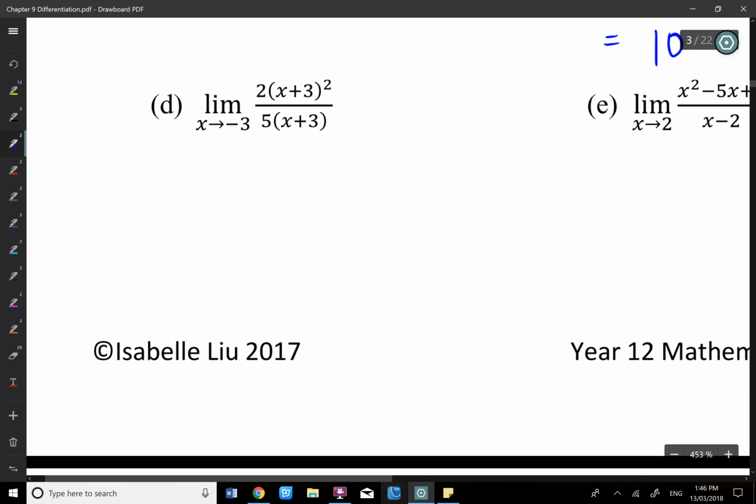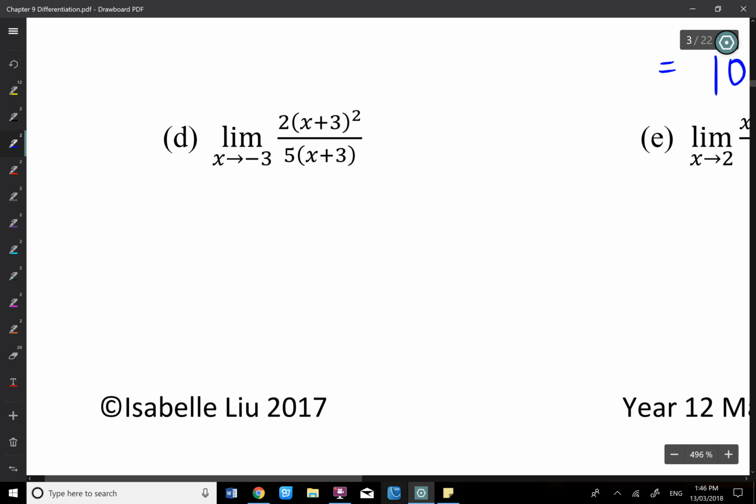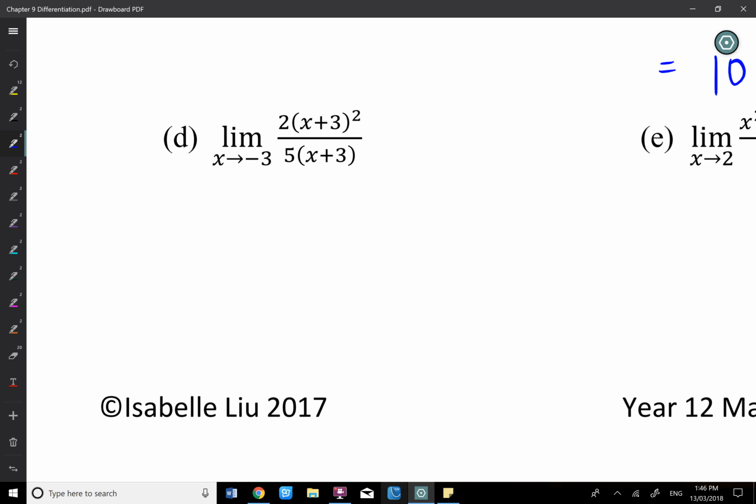Let's have a look at D. Can I substitute that? Why can't I? Everyone, we need to think. Wake up. Not because of the square. Why can't I substitute negative 3? Okay, good, one woke up already. I can't substitute because the denominator will be 0.